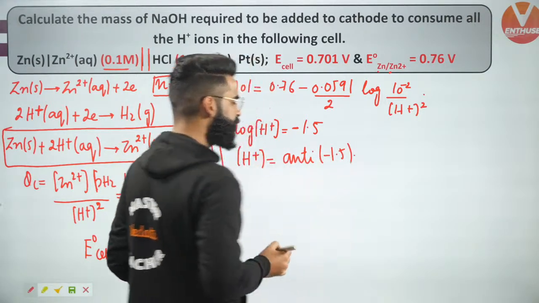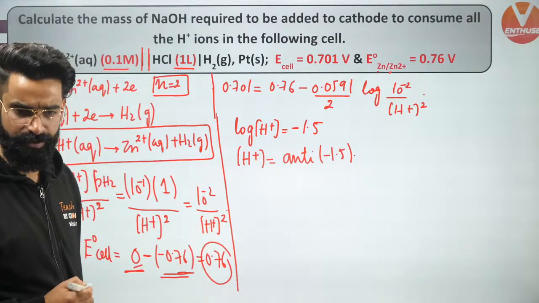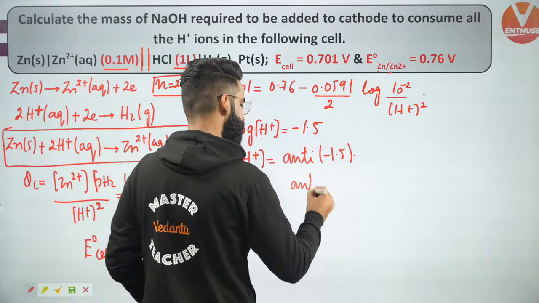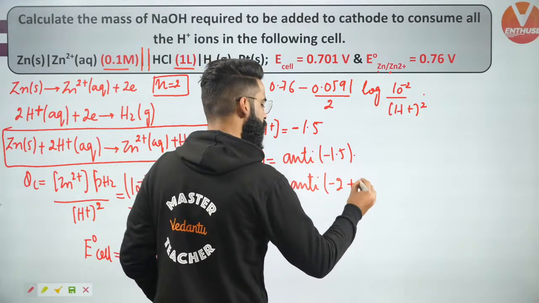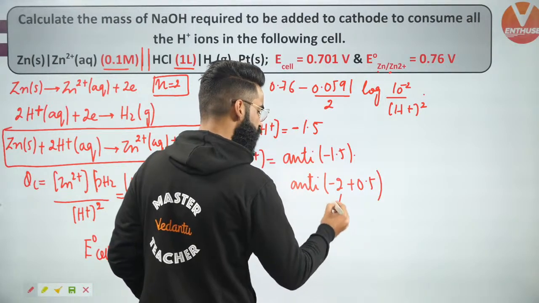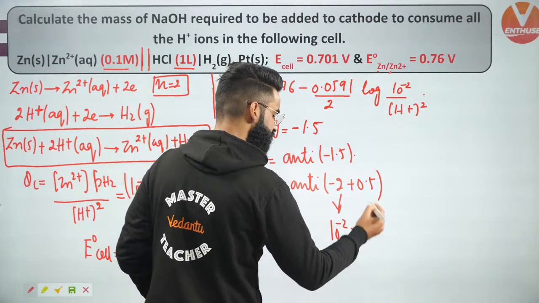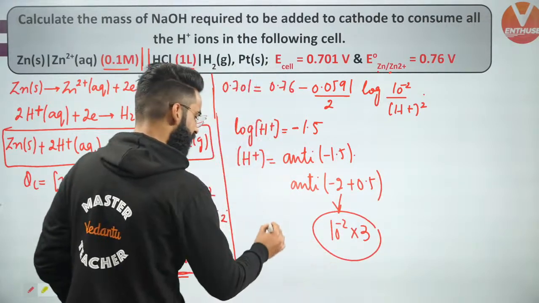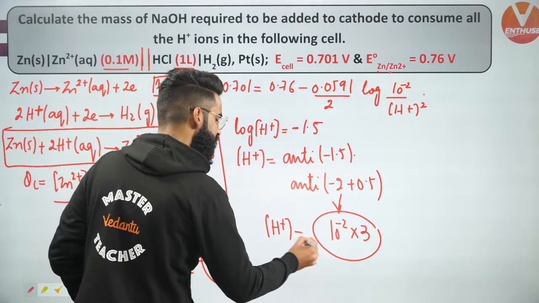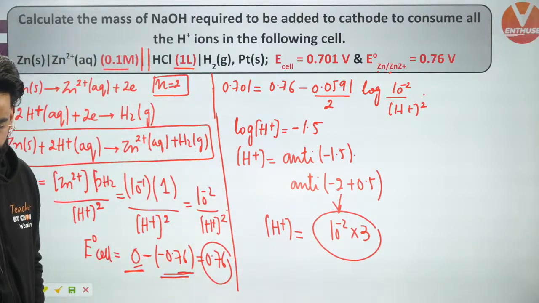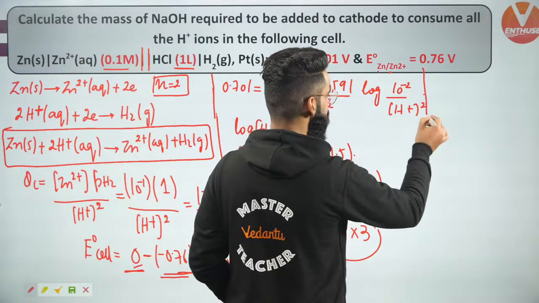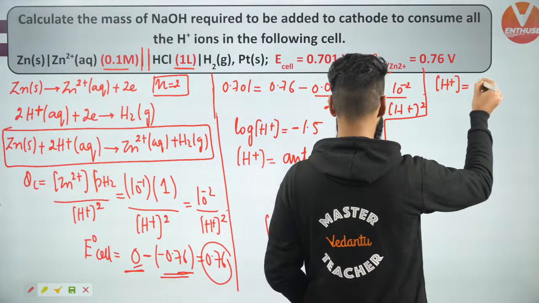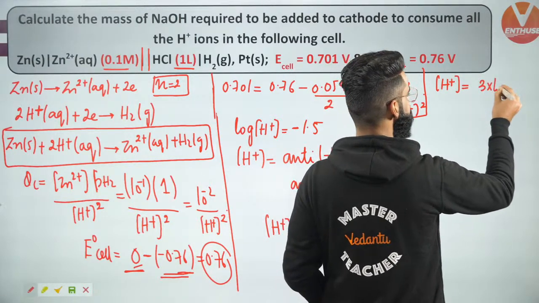People, do you know how to take the anti-log? I'll be simply breaking it into two parts. I'll be writing it in the form of anti-log of minus 2 plus 0.5. Minus 2, I'm going to write simply as 10 power minus 2. 0.5 is the value of log 3. So I got the H positive concentration in the cathode as 3 into 10 power minus 2.